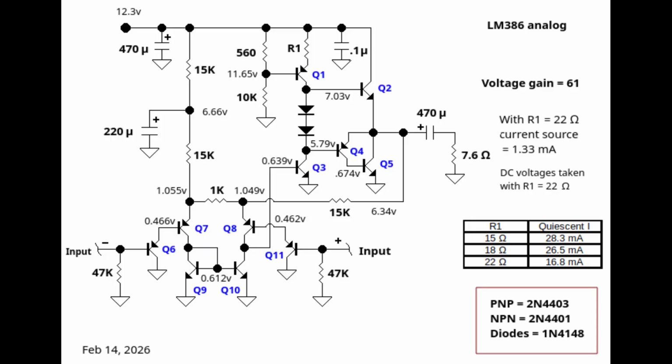Here's my bench schematic. Note that I eliminated pins 1 and 8 and fixed the voltage gain with a 1K resistor, and the voltage gain equals 61. Let's focus on the input stage.